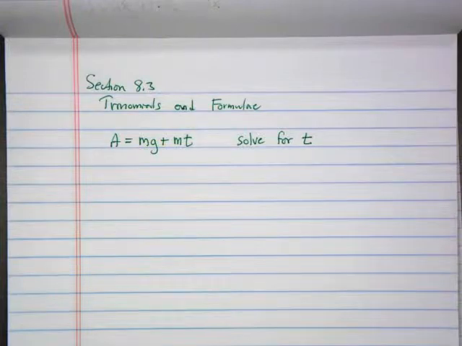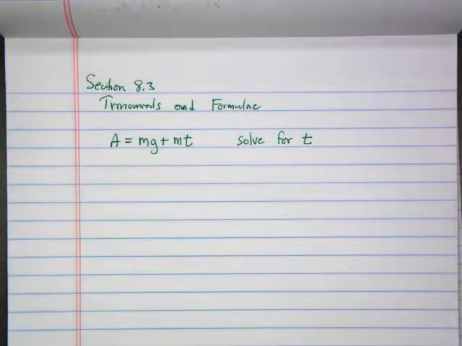What did that mean, to say solve for the letter t? Get t by itself on one side. You want to have t all by itself on one side, and you don't want to have any other t's over on the other side. All right, well, how did we do that? Subtract mg from both sides and divide by m.